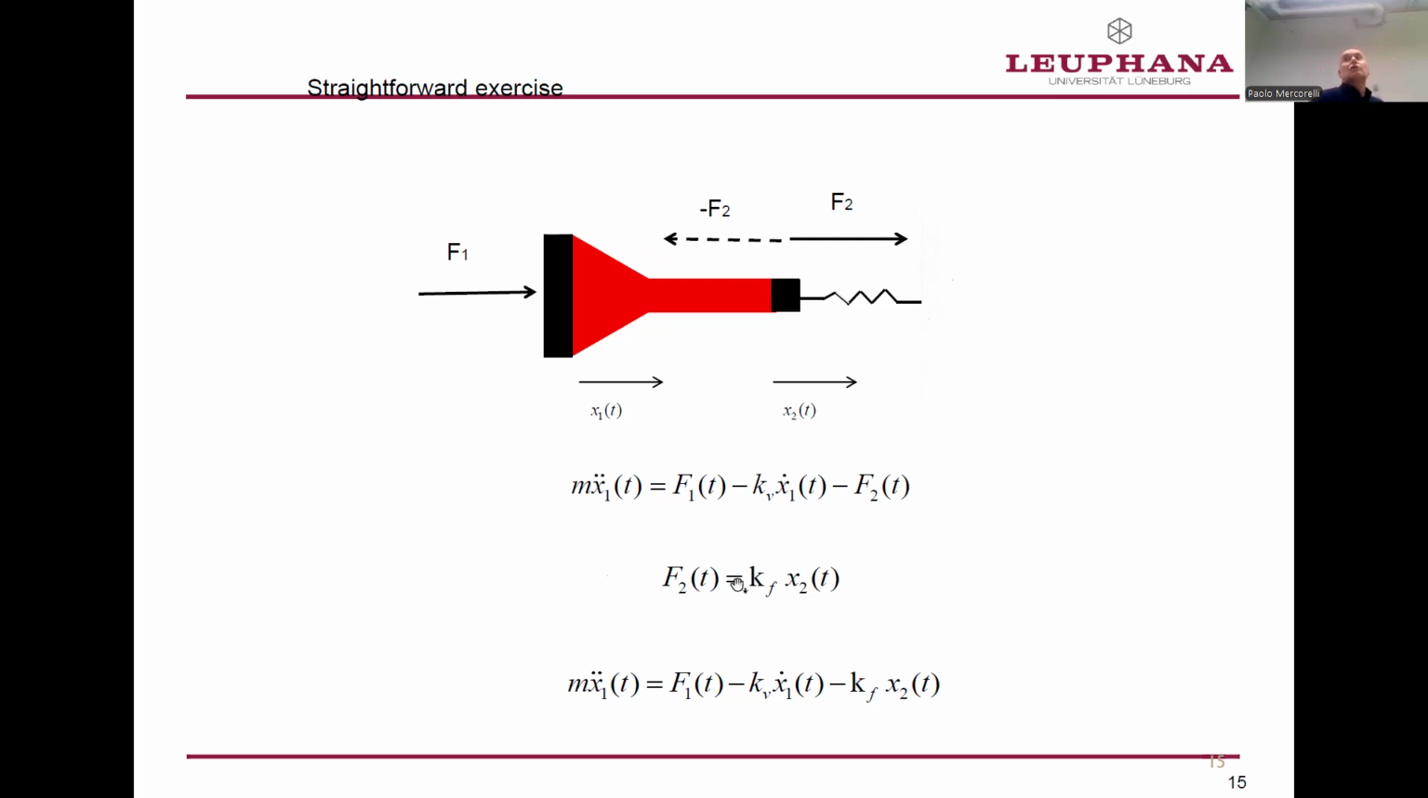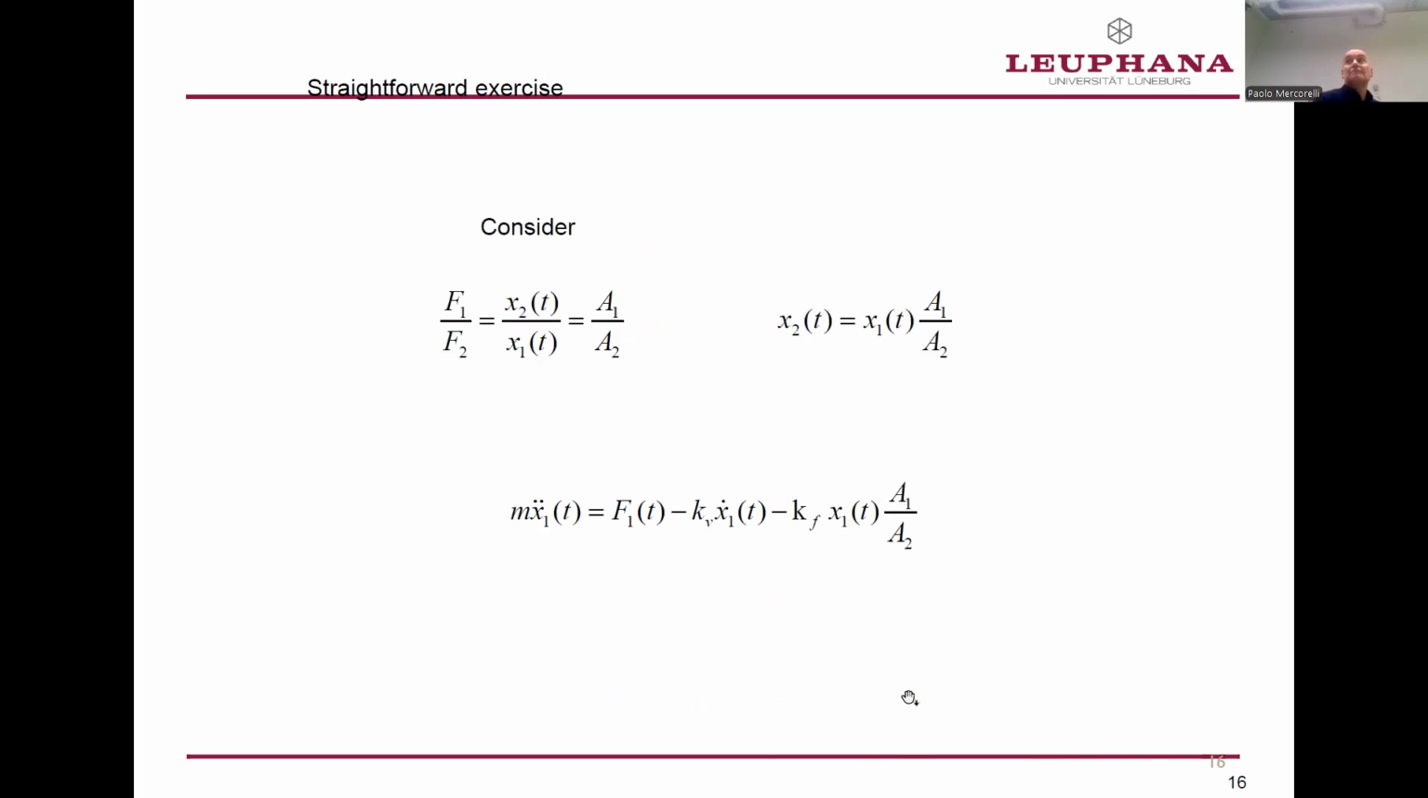Now, to represent in this easy example the dynamics of the first mass, it is enough to plug in x2, but we have x2. You remember? From the initial considerations, I told you that F1 divided by F2 is equal to x2 divided by x1. You remember this?